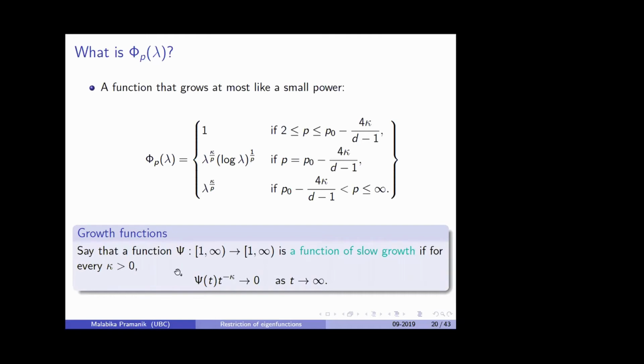Inspired by this result and for future reference, we are going to define a certain class of functions. Let psi be a function defined on the interval 1 to infinity on the positive real line. We are going to call psi a function of slow growth if at infinity it grows slower than any positive power of t.